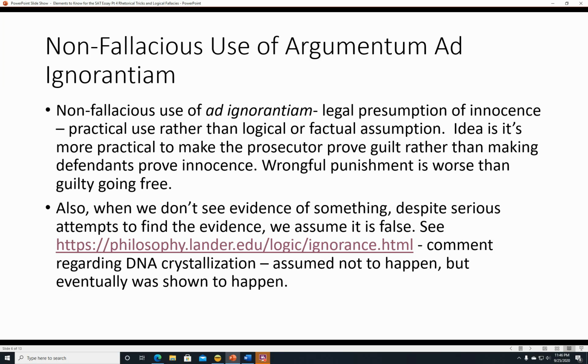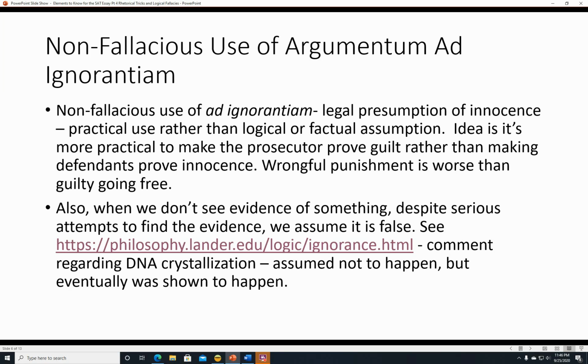And I believe it was Blackstone who said it's better for 1,000 guilty men to go free than for one innocent man to be imprisoned. It's definitely not a direct quote, but that's the idea: wrongful punishment is worse than the guilty going free, because you're having the state commit an injustice against an innocent person. So that's not really logical or factual. It's just saying we're going to assume that this person is not guilty until we've given this person any benefit of the doubt that we can.